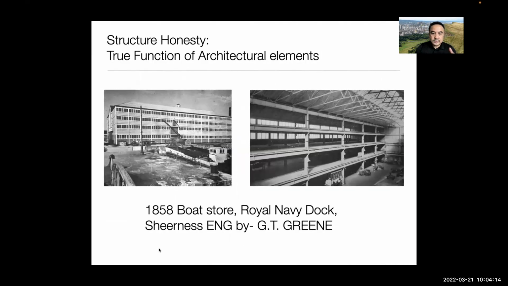This is also a steel structure, 1858. It looks very modern, right? It's the Royal Navy dock to keep the boat. Very simple architectural elements. You see that they use a truss system here. Small pieces of steel, not steel actually, cast iron, to provide a large long span, right?